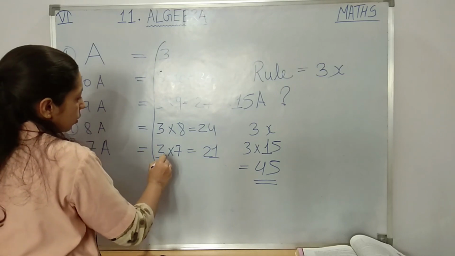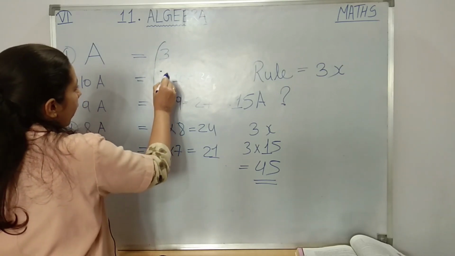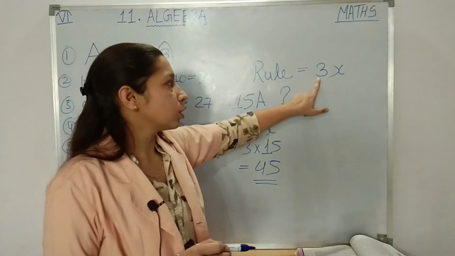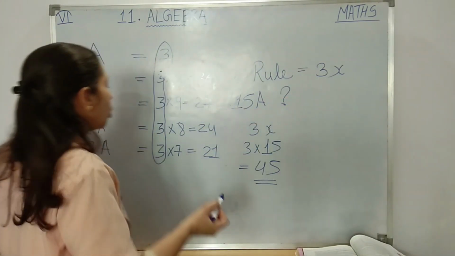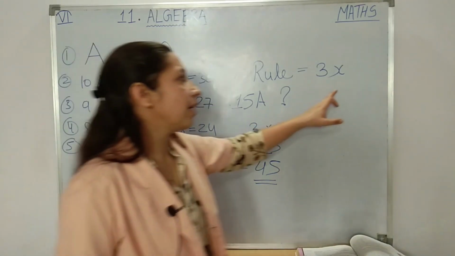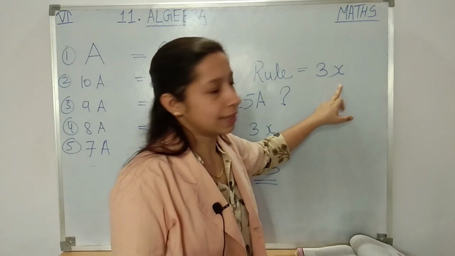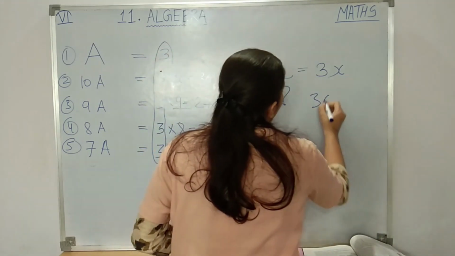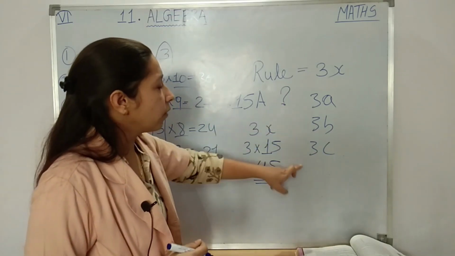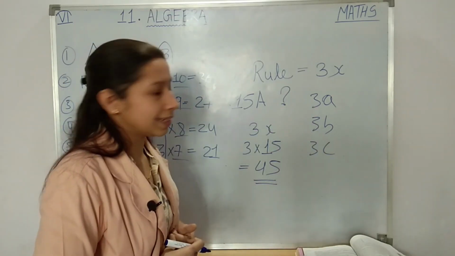Here 3 was fixed. Every time you want to make A, you have to use 3 matchsticks only. That means this is my constant, which is fixed. But what was changing? Every time the number of A's was changing, so I have shown that using the variable X. In place of X, you can write anything. You may write it as 3A, 3B, 3C, whatever you want. 3 will be fixed, A will be the number of matchsticks used.